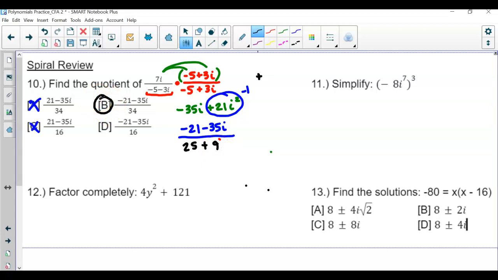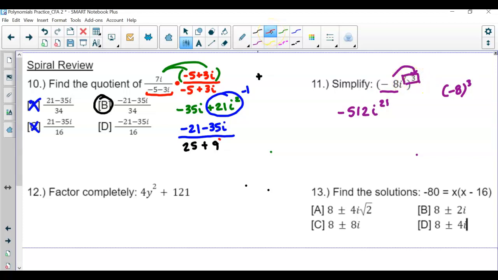Then number 11, this is again our powers of i. So here you've got negative 8 being raised to the third power, as well as a power to a power here for your i. So here when you've got negative 8 to the third power, you do get negative 512. So again, remember, right, that's negative 8 to the third power, negative 512. And i to the 21. So remember, power to a power, multiply.